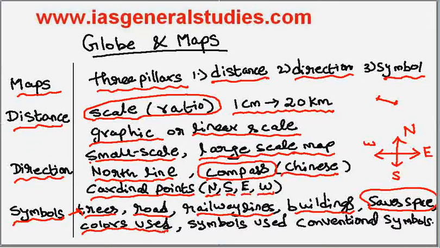For example, the blue color is used to represent oceans, lakes, etc. And the symbols used in maps are known as conventional symbols, and there is an agreement between the countries that they will use the same sort of symbols in all types of maps.